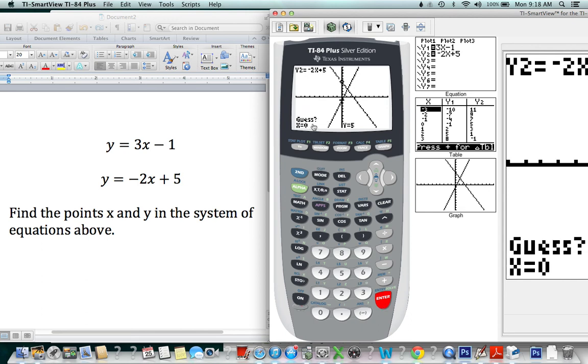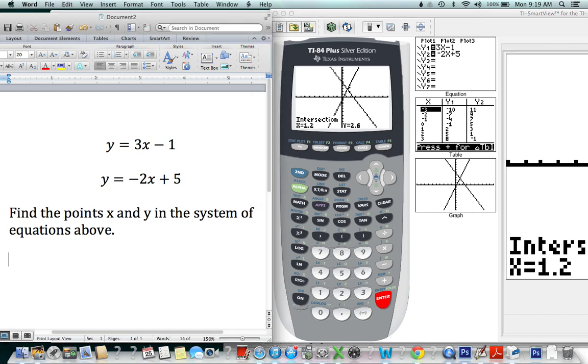But now when it says guess, we want to get in as close as we possibly can to the intersection point, and then press enter. And it tells us our point of intersection. So now we have the solution for our system of equations. We have here that x is equal to 1.2 and y is equal to 2.6. And that's because our calculator actually told us.